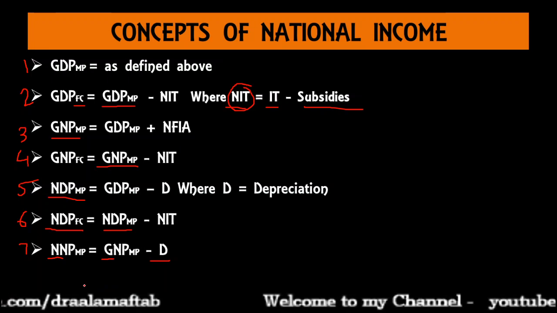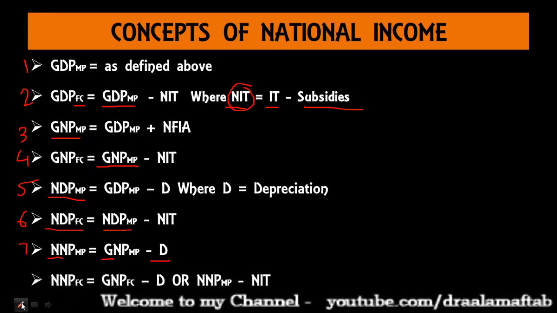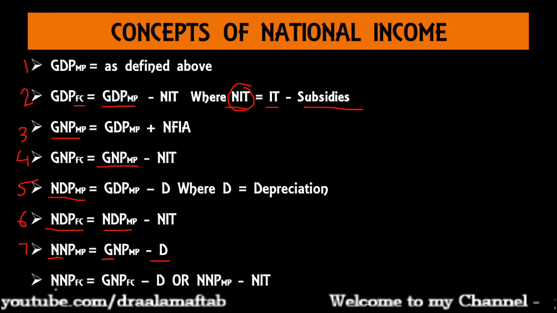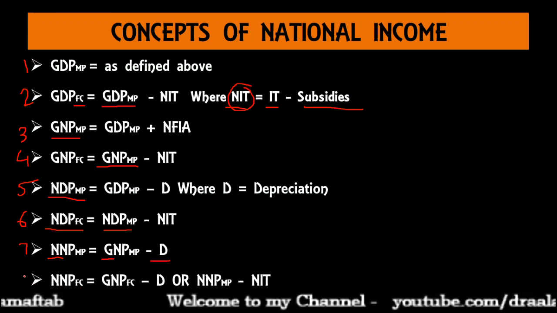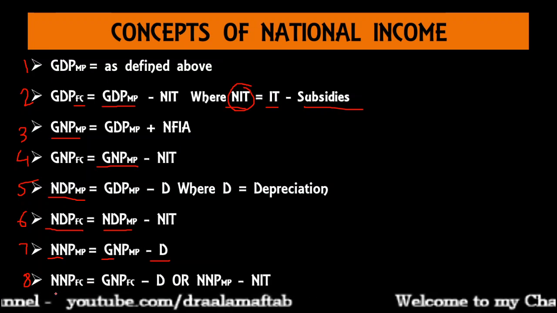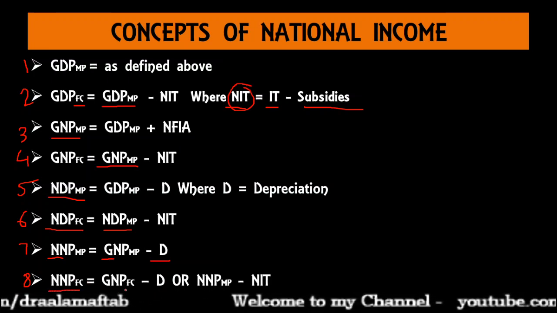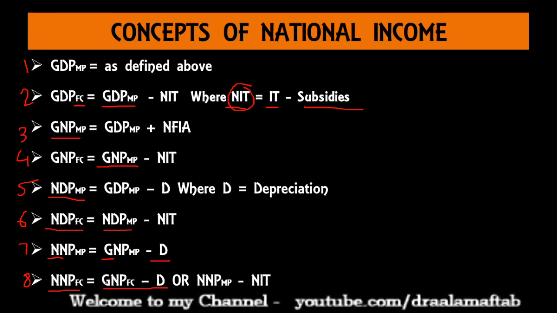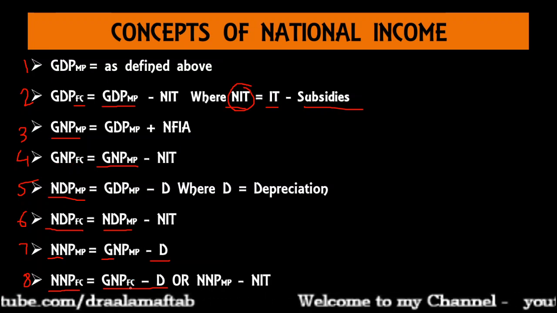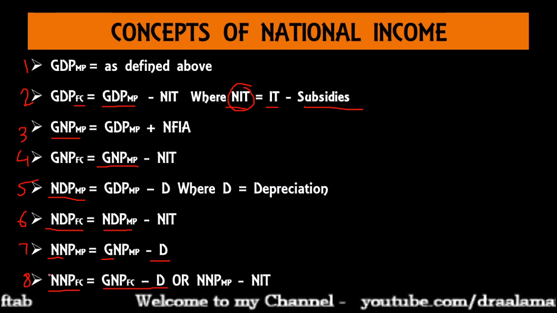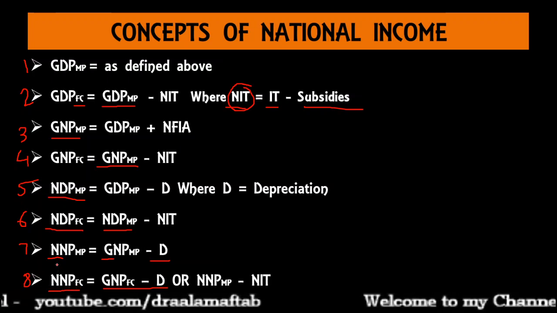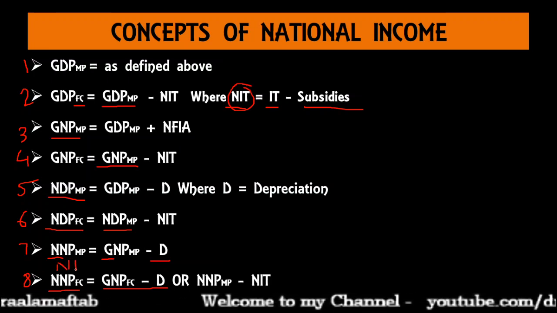And the next variant is NNPFC, that is net national product at factor cost. This is also known as national income. So to get NNPFC, deduct depreciation from GNPFC. GNPFC we have already calculated here. So GNPFC minus depreciation, you will get NNPFC, that is net national product at factor cost, or NI, this is national income.